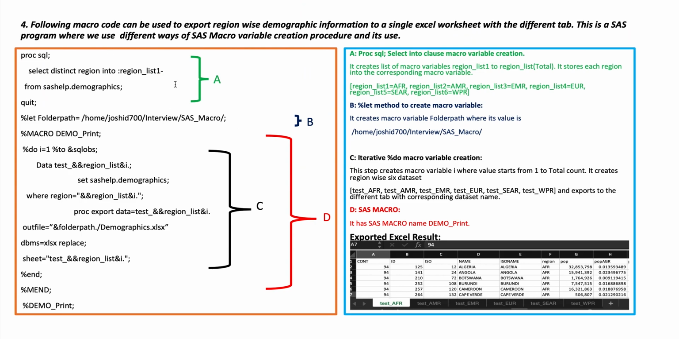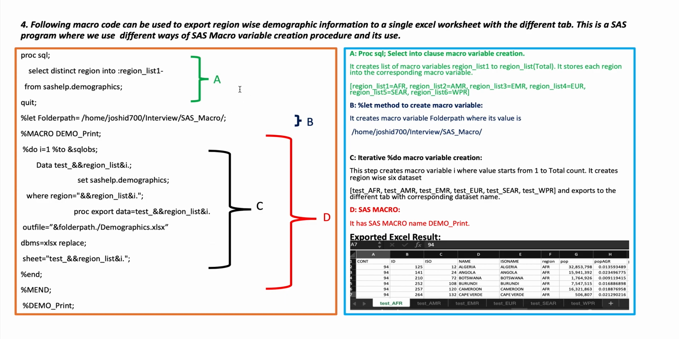The following macro code can be used to export the region-wise demographic information to a single Excel worksheet with different tabs. This is a SAS program where we can use different ways of SAS macro variable creation and their use. In this code, we use mainly 4 different ways of macro variable creation and their use. To simplify this code, I have classified it into 4 different groups.